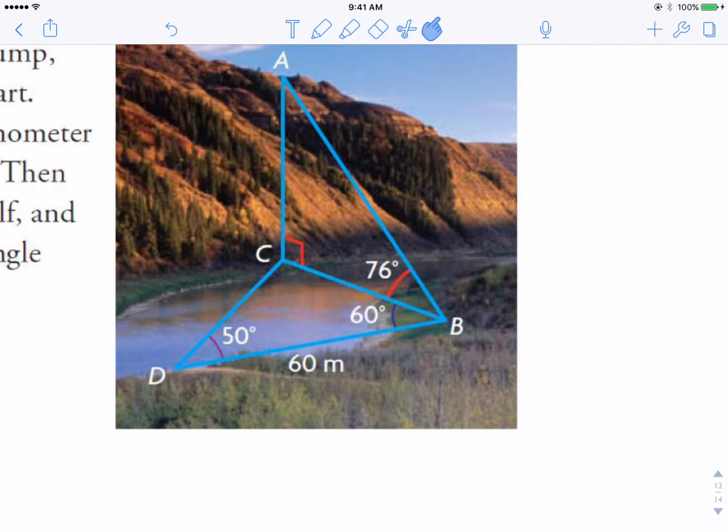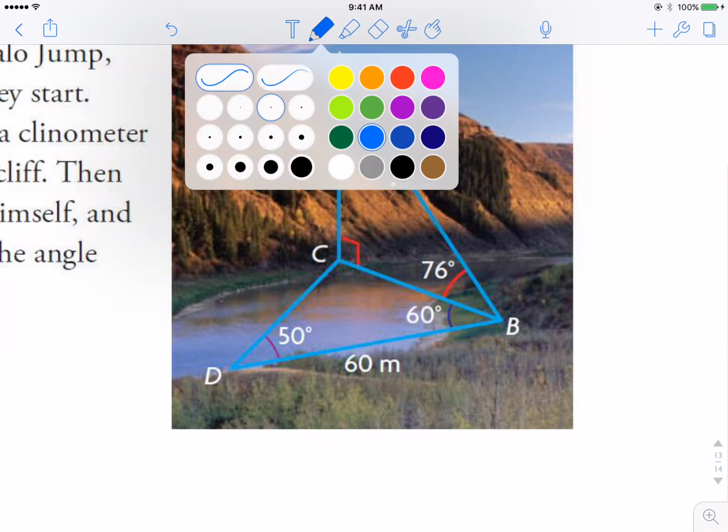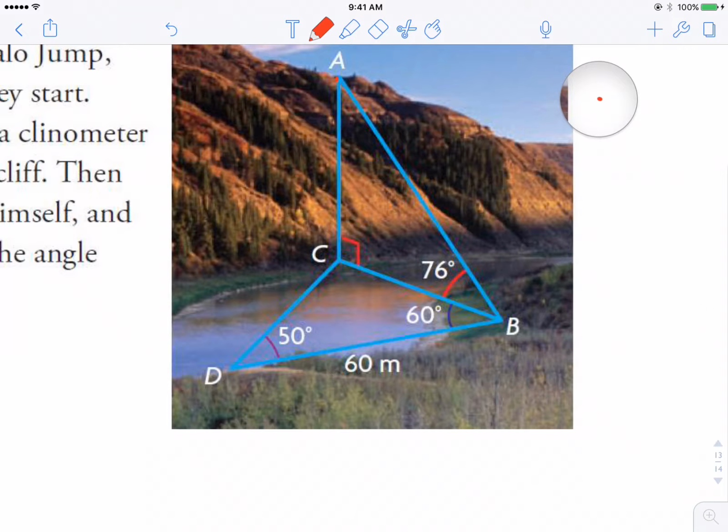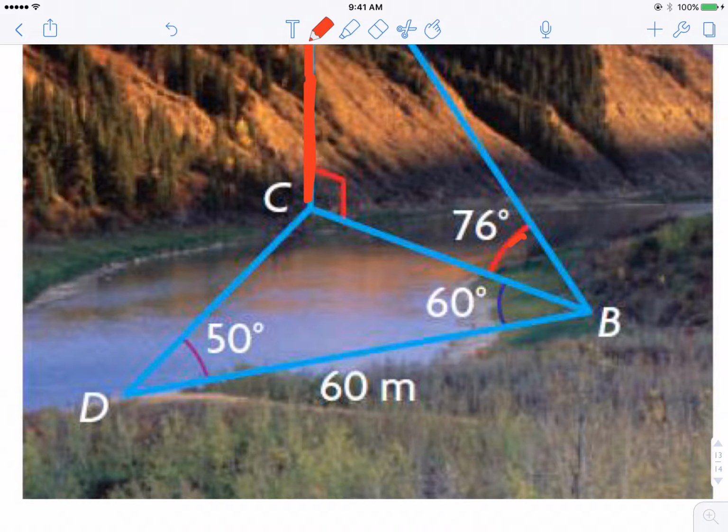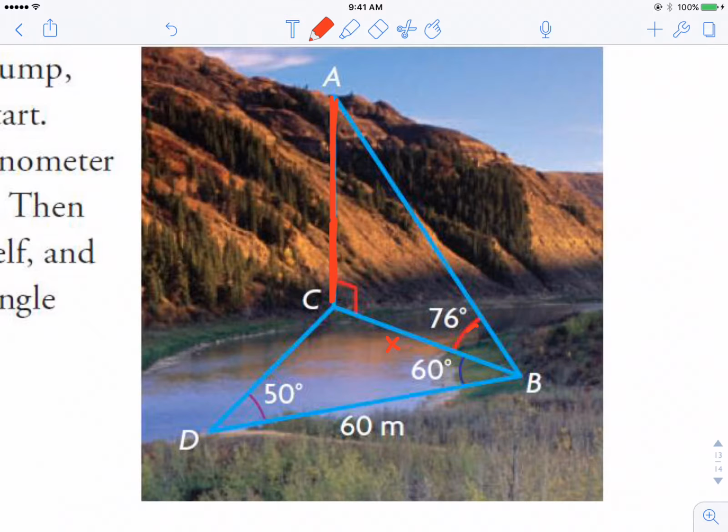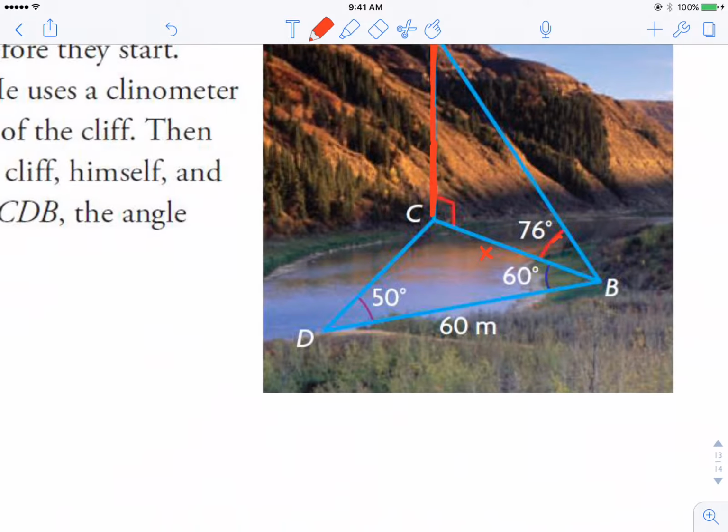So here's our picture. What we eventually need to find is this height of the cliff here. Now, on this triangle ABC, we only have this 76 degrees, so we need some more information. So using the information in the lower triangle, CDB, we can calculate this side measure. And now, of course, because we have a right angle triangle with ABC, we can calculate the height of the cliff. So that's where we begin.